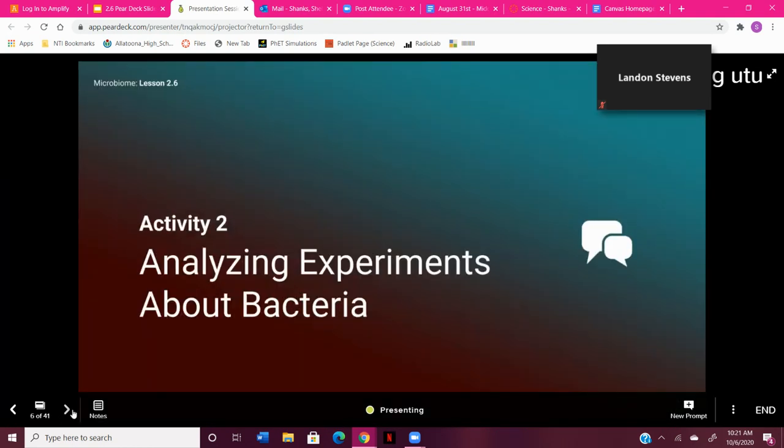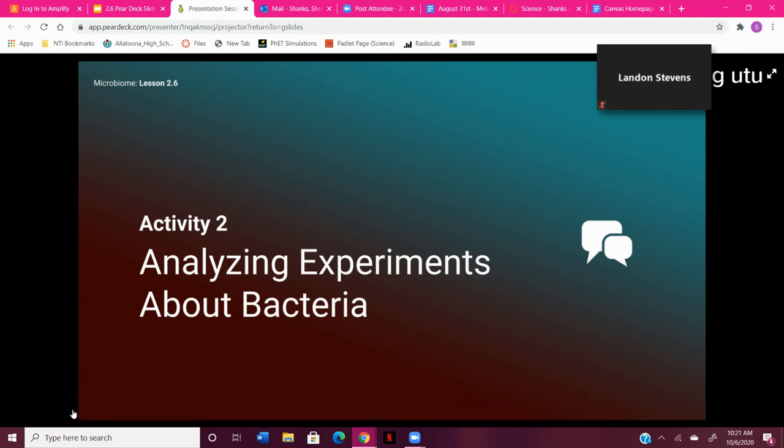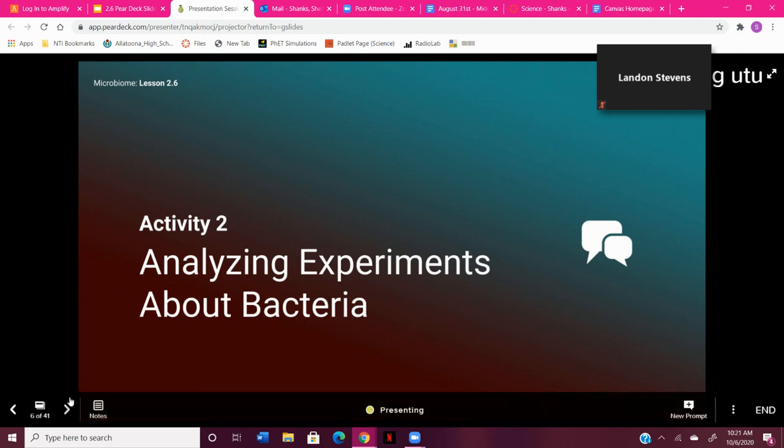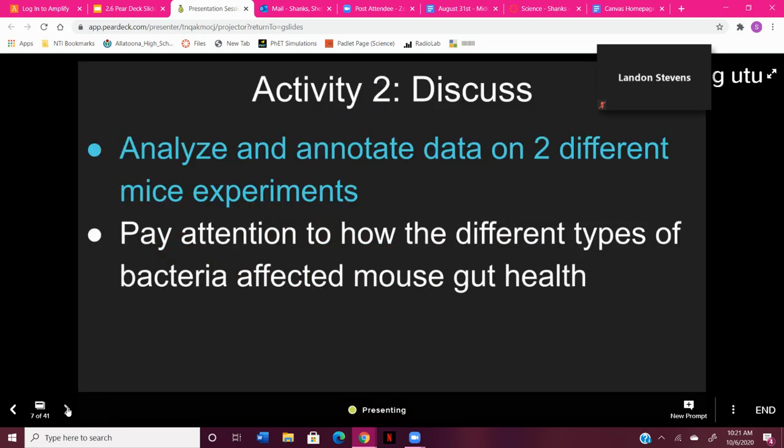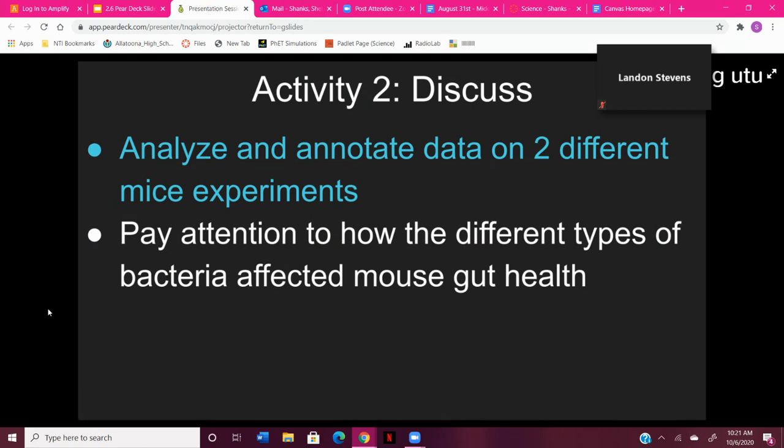Okay, so we are going to go into activity 2. So we're going to analyze experiments about bacteria. We're going to look at this new experiment that they have done. And so we're going to analyze and annotate data on 2 different mice experiments. I want you to pay attention to how the different types of bacteria affected mouse gut health.